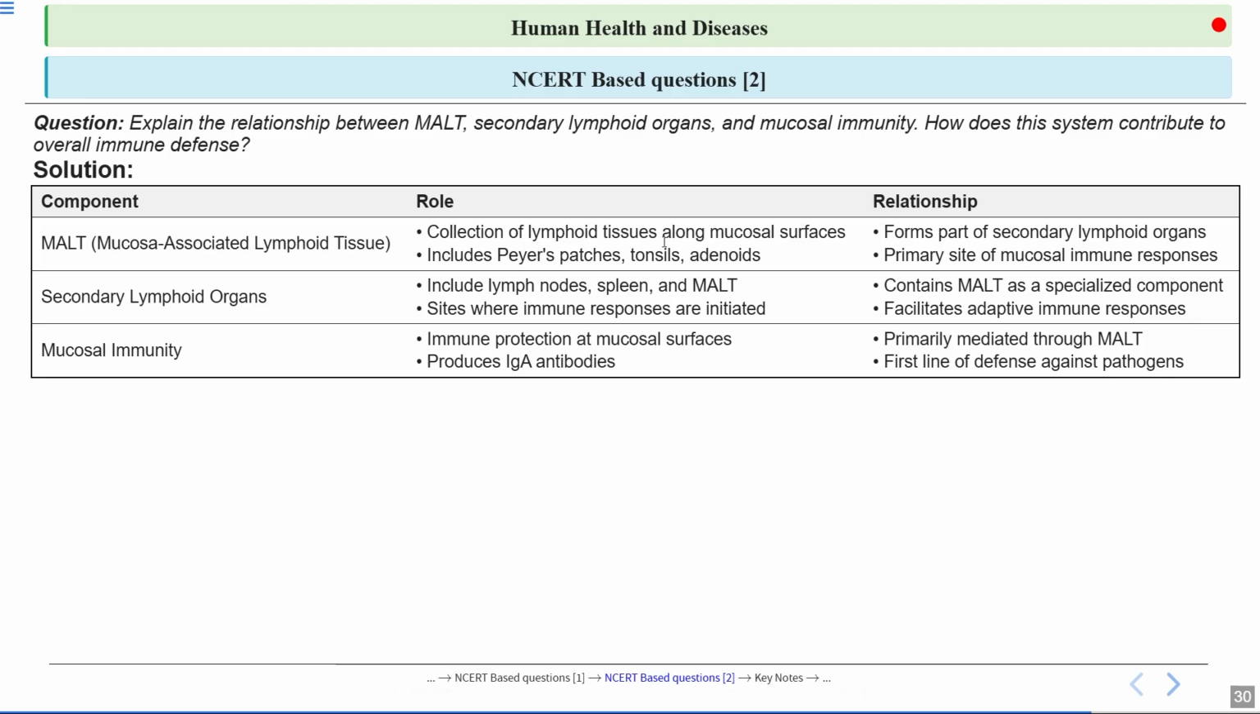MALT forms part of the secondary lymphoid organs and is the primary site for mucosal immune response. Secondary lymphoid organs contain MALT as a specialized component and facilitate adaptive immune response. Mucosal immunity is primarily mediated through MALT, the first line of defense against pathogens.